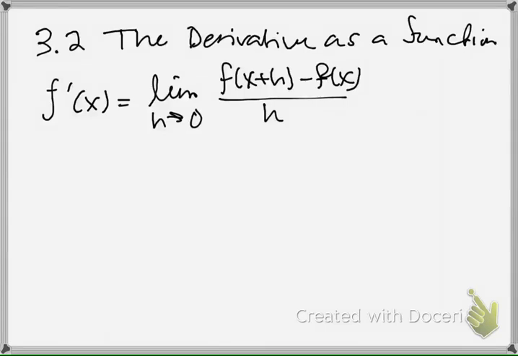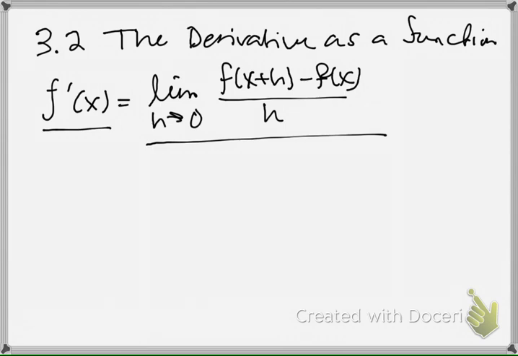Hello guys, we're going to look at section 3.2, which is the derivative as a function. If you recall, we said that f prime of x is equal to the limit as h approaches 0 of this difference quotient.